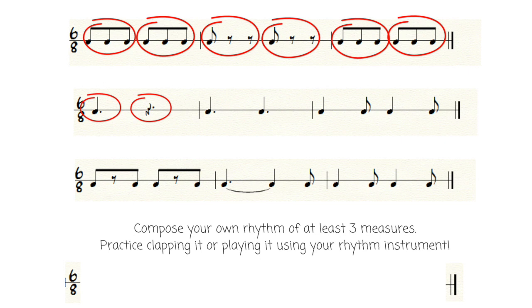What about the next measure? Our dotted quarter note, each of those receives 3 beats. So circle those for the 3 beats.